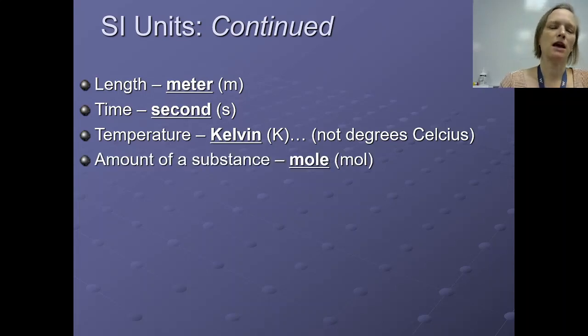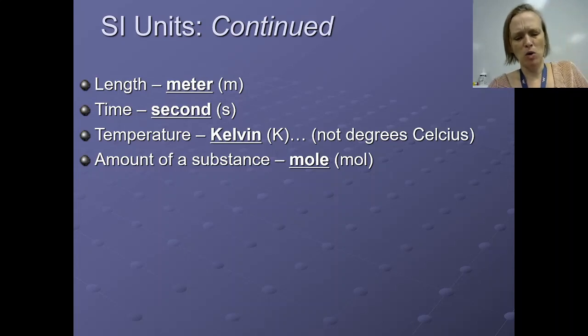Moles measures the amount of a substance, and a mole is kind of like a dozen in that it's an assigned number. So if I tell you I have a dozen donuts, you know I have 12 donuts. And a mole is a similar quantity. It's just a lot bigger than 12. It's 6.022 times 10 to the 23rd, if you're curious, but we will get to that later this year.